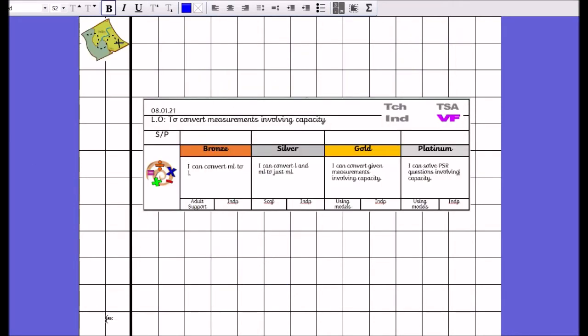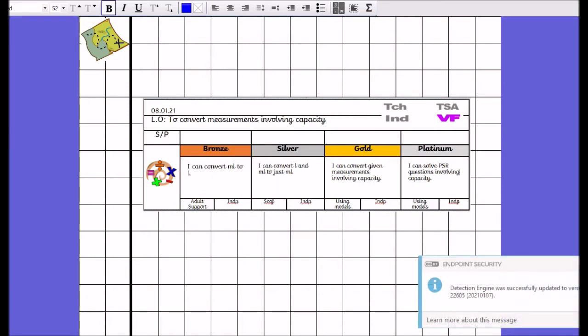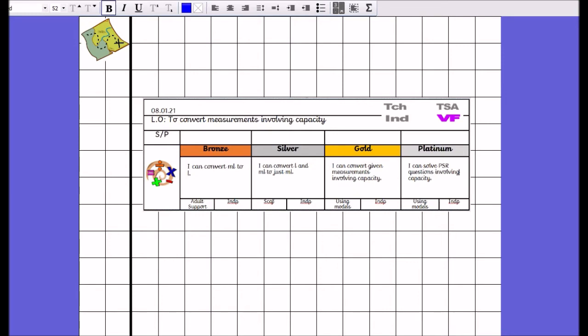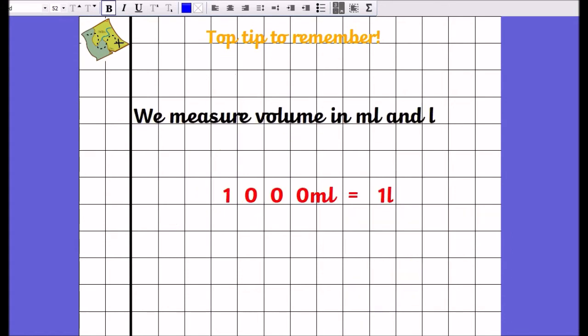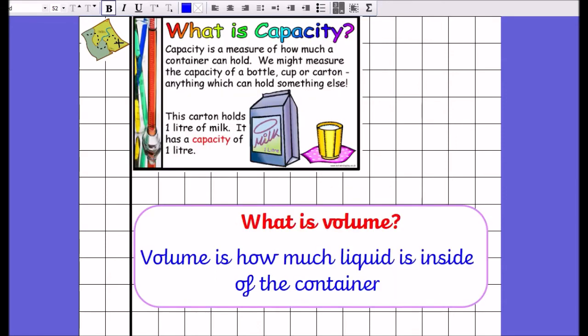So today, here are your starting point challenges. So we are learning to convert between meters and milliliters and vice versa, okay? So my top tips again are the same as yesterday. Volume is how much is in a container and the capacity is the amount the container can hold. Okay, and we know that 1000 milliliters is 1 litre.